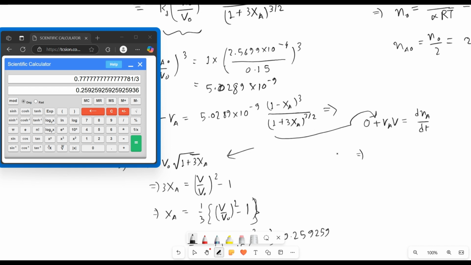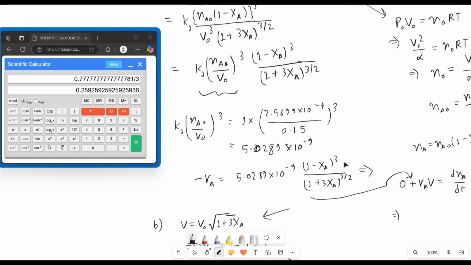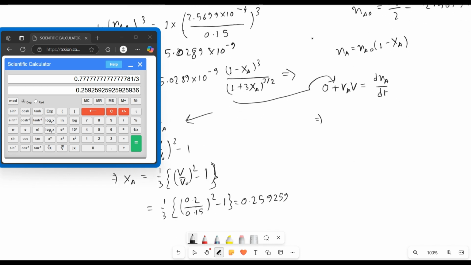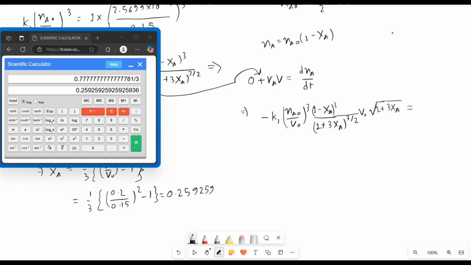So the differential equation, and NA will be NA naught into 1 minus XA. If you write the differential equation of the governing system, I am writing the RA expression in this form. This is K, this is a better form. So RA is minus K1 NA naught by V naught whole cube, 1 minus XA whole cube, divided by 1 plus 3XA to the power 3 by 2, into volume V naught root over 1 plus 3XA, is equal to NA, which is minus NA naught dXA dt.